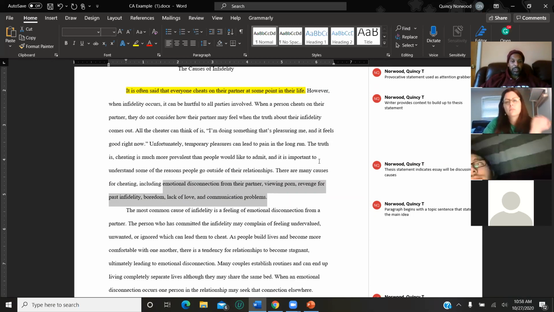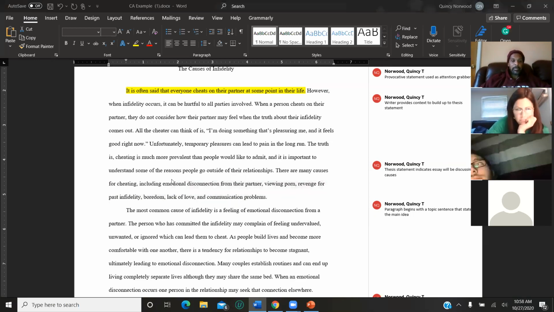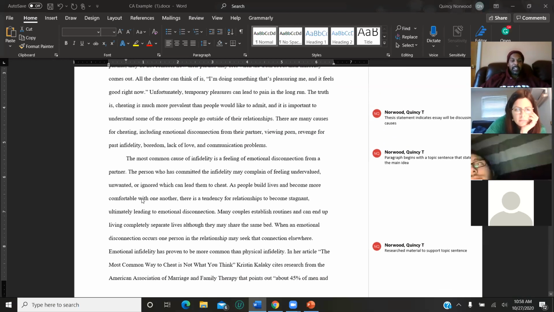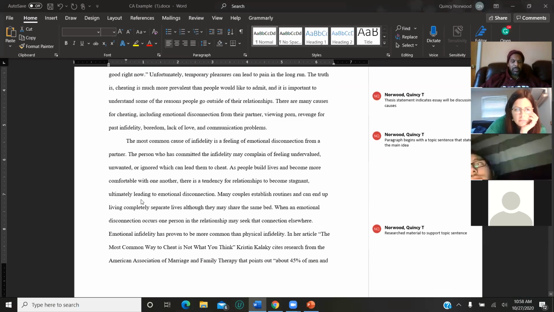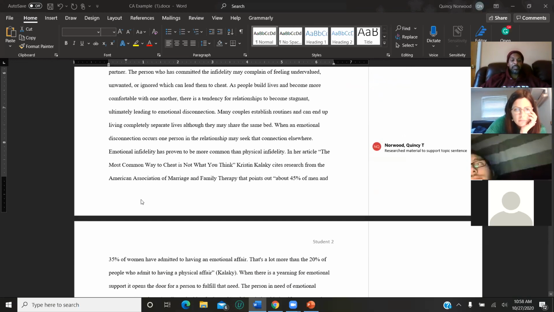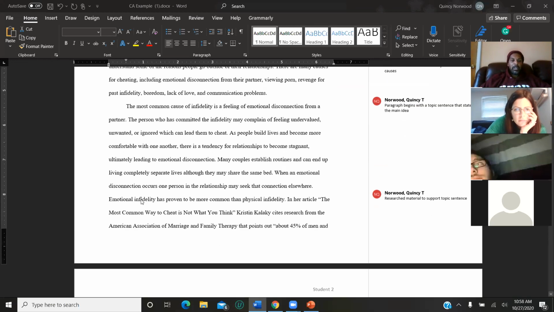Can I list? Oh, sure. Yes, Shamika. Many causes: emotional disconnect, viewing porn, revenge for past infidelity, boredom, lack of love, and communication problems. Okay, pretty much laid everything out. Now let's see. We aren't going to go through this whole thing, of course. I'll just go through the first body paragraph, and then you can go through the rest at your leisure.